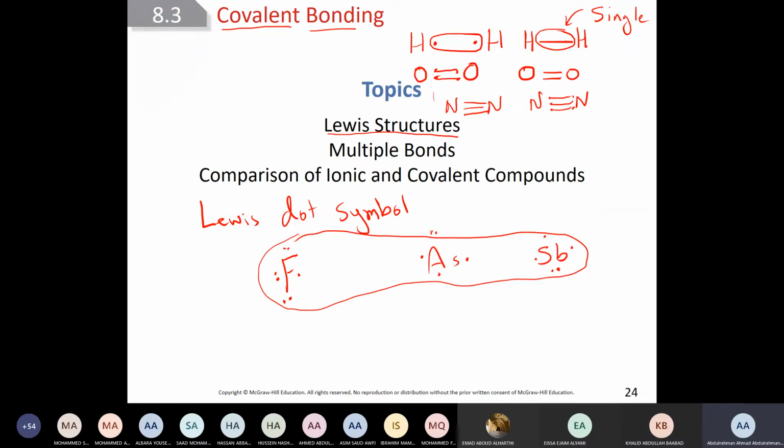Double bond. We call this one double bond. And this one, triple bond. Or this one and this one are called also what? Multiple. Multiple bond, more than one.